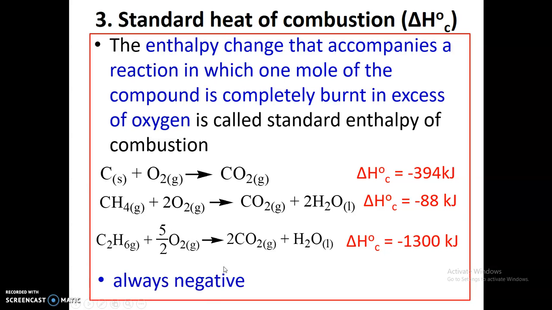The most important thing is that the standard heat of combustion is always negative. It means heat is evolved. During the combustion process, heat is evolved. This is very important.